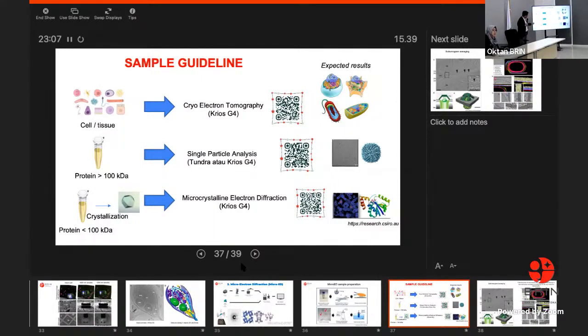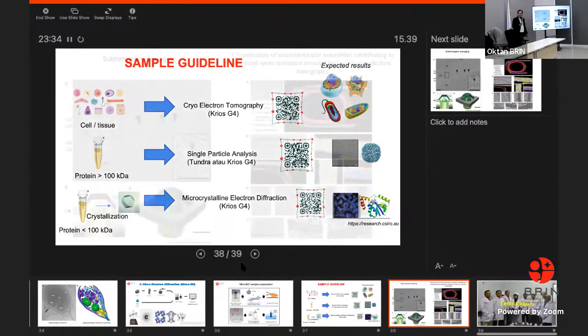If your protein is below 100 kilodalton, for example, 17 kilodalton, you can use crystallization. Then we have to learn how crystallization is done, maybe by Prof. Shukuri later. And the crystallization then continues to Krios to make the micro-ED. And then this is the expected result.